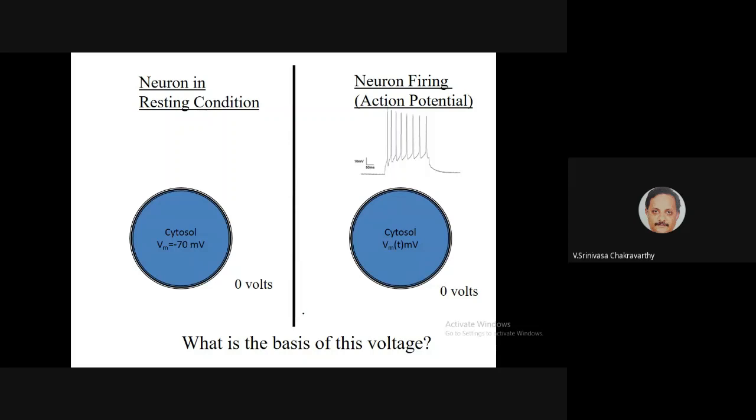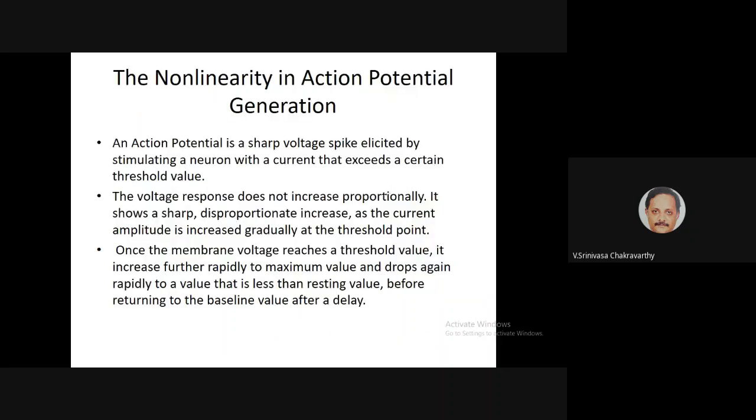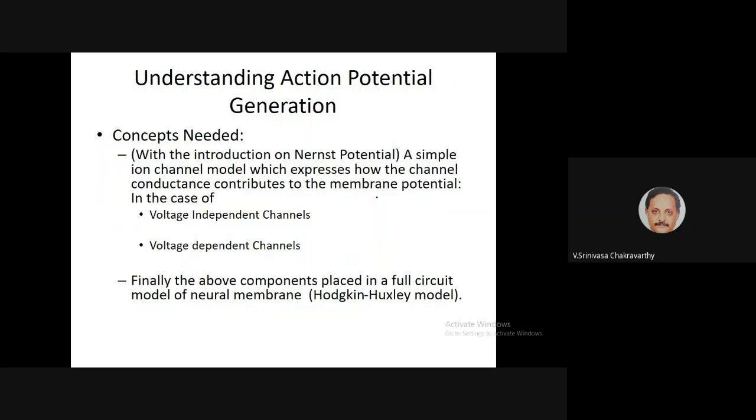So just to repeat from yesterday, a neuron you can think of as a ball or some object which has a uniform potential inside in resting condition. And if I inject some current into it, this voltage changes, and it produces sharp fluctuations called action potentials. So we have seen all that.